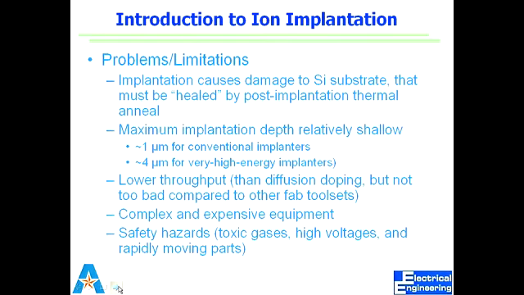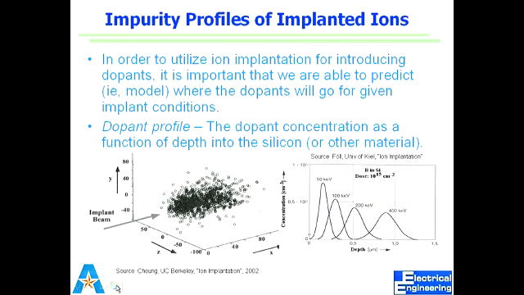Complex and expensive equipment. The simple reason: you have an ion gun, then you have a column where you have to focus that beam, while maintaining vacuum, and you have to make sure the beam travels into a very, very narrow, well-defined area when it strikes the wafer. So that brings complexity into the system. Safety hazard: gases are toxic, voltages are high, and parts move rapidly.